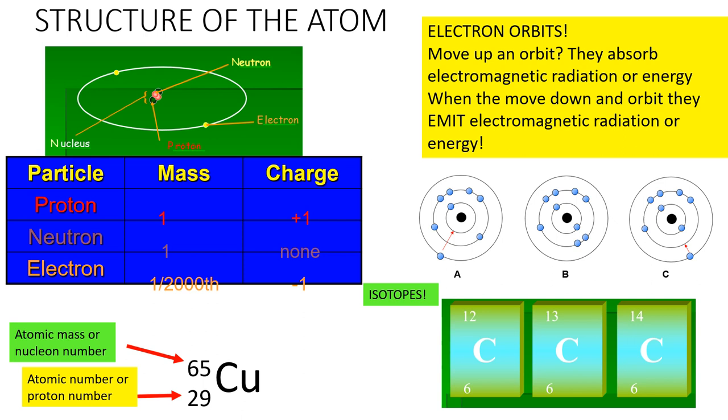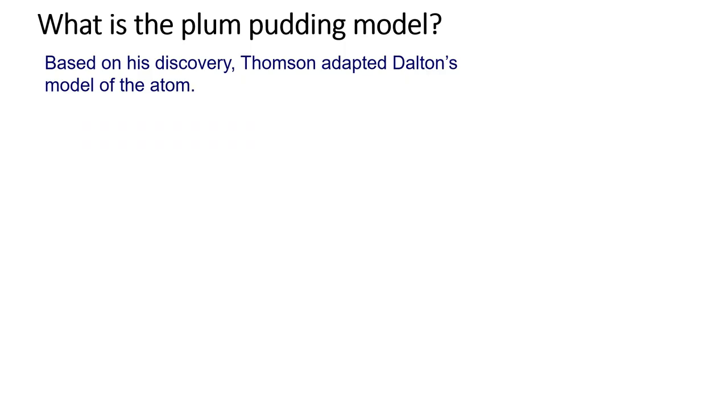Don't forget about electron orbits. When atoms absorb radiation, the electrons move up to a higher energy level, then fall back down and re-emit some electromagnetic radiation. Don't forget the definition of isotopes. Don't forget we need to know about models of the atom. How do we know what atoms are made of? How do we find out?